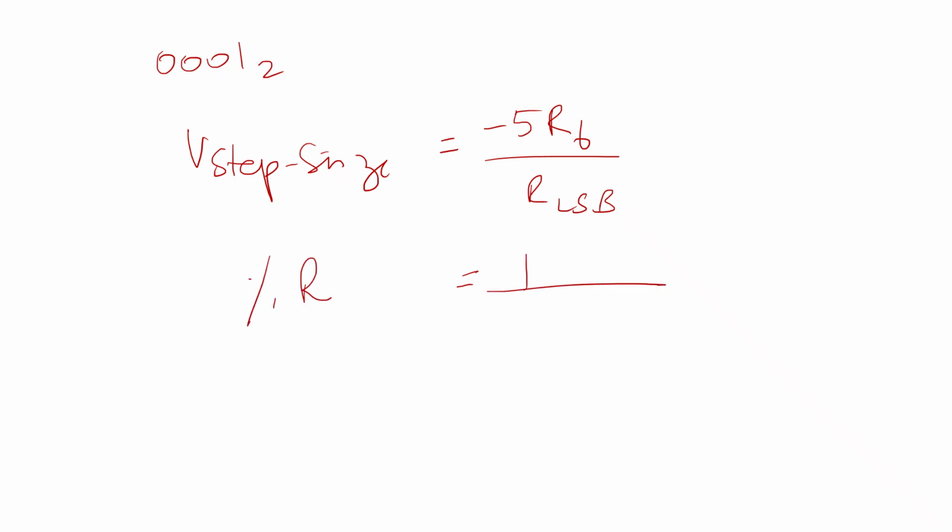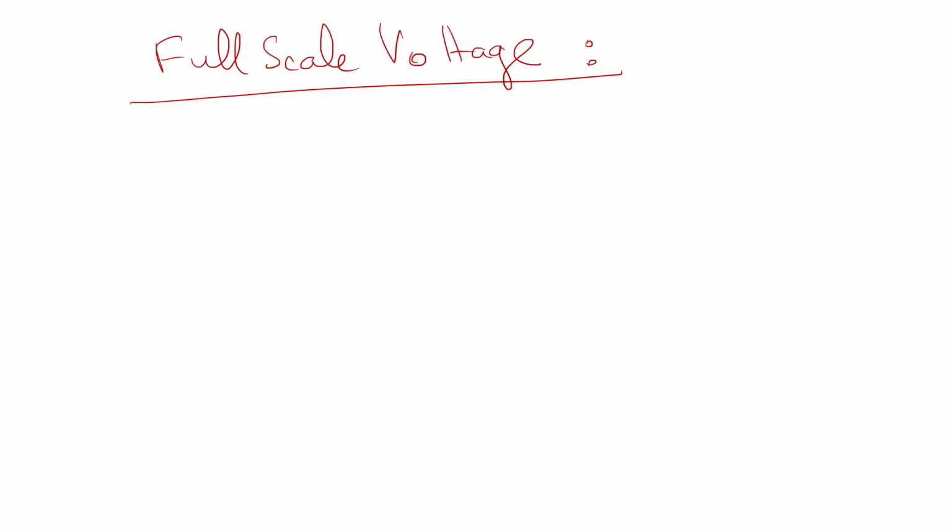The step size is found by setting the data input to 0001 base 2. The step size is equal to minus 5 RF by RLSB. The percentage resolution is 1 divided by 2 power n minus 1, into 100 percent. Then the full scale voltage. For conversion, all these data are very essential when we understand the operation of the DAC.